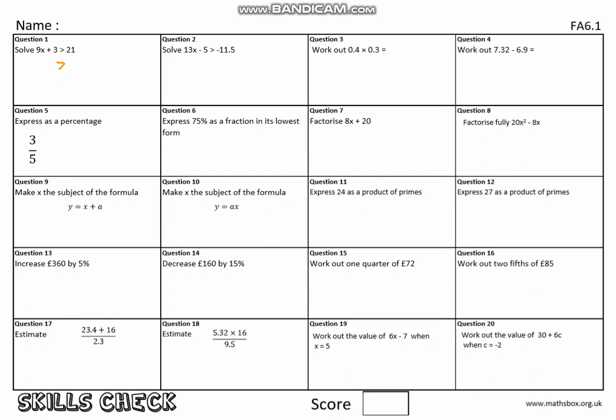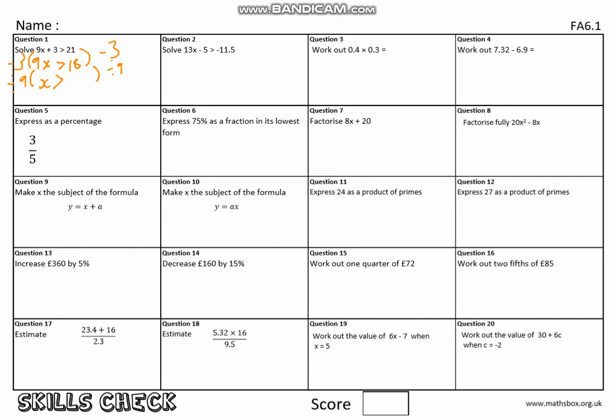So I've got 9x plus 3 is bigger than 21. So I want to get rid of that plus 3. So I'm going to take away 3 from both sides. Take away 3 from both sides. So that leaves me with 9x. And then it leaves me with 18. Okay. Now at the moment I've got 9 x's, but I only want 1. So I can divide by 9. And that would leave me with x. Still going to leave the symbol exactly the same. And then I'm going to divide by 9 on this side again.